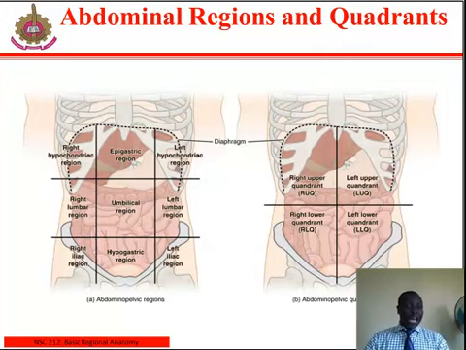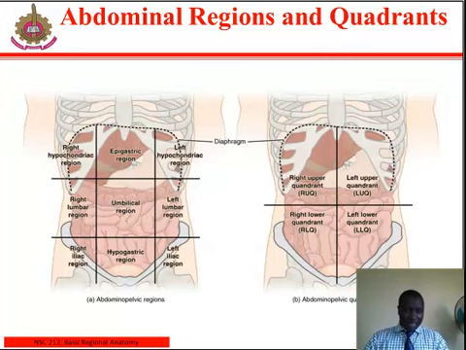Abdominal regions and quadrants. The abdomen is divided into 9 regions and 4 quadrants to promote clear communication by healthcare providers, for instance, about the location of a patient's abdominal pain or a suspicious mass.